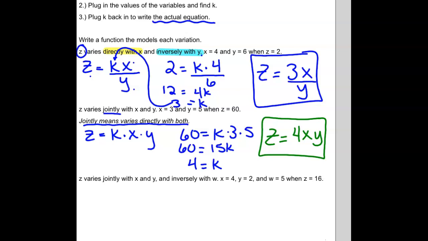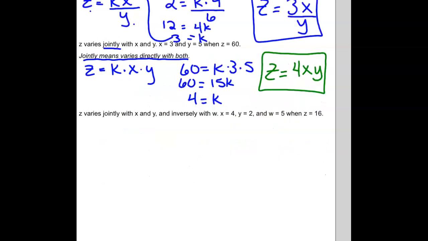All right. Go ahead and pause the video and you guys try this one. Okay, let's check what you did. Z varies, so z equals jointly, and remember there's always that constant of variation in there, jointly with x and y. So x and y are getting multiplied to that k, and inversely with w. Any kind of inverse means it's on the bottom. We're dividing it out. So there's my format.